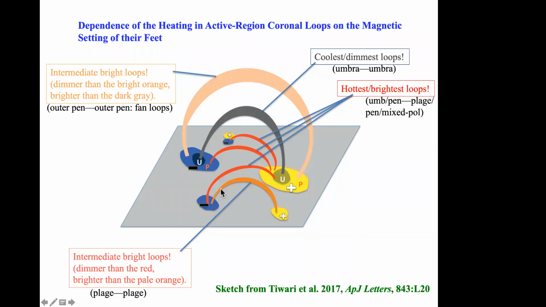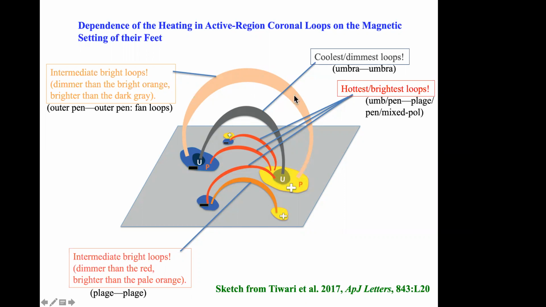The loops that connect plage to plage are only intermediate bright because although they have freedom of convection at both foot points, the magnetic field is weaker in these loops compared to those loops. So they never become as bright as those loops. That means freedom of convection and magnetic field strength together determine the heating in a loop. Now let us see umbra to umbra loops. These loops are frozen in sunspot umbra due to strongly suppressed convection. Therefore, even if they have the strongest magnetic field, they are never visible, whatever their height is.